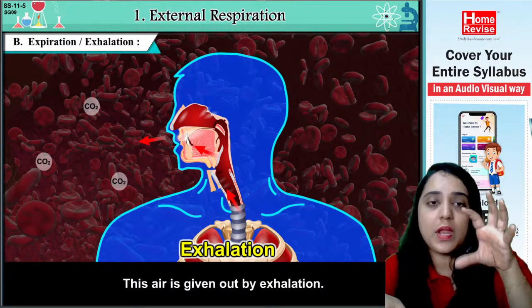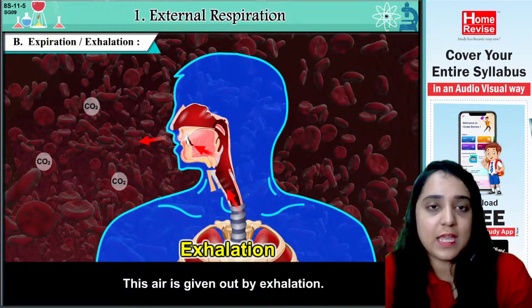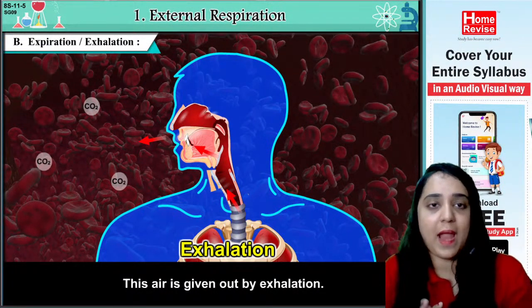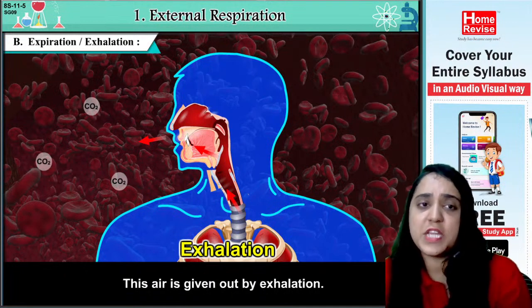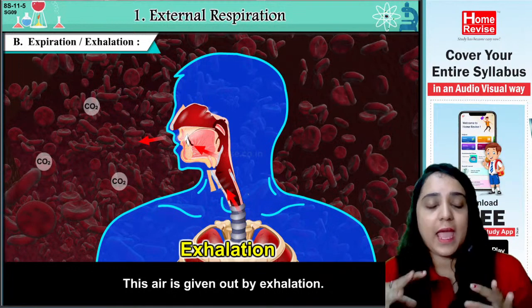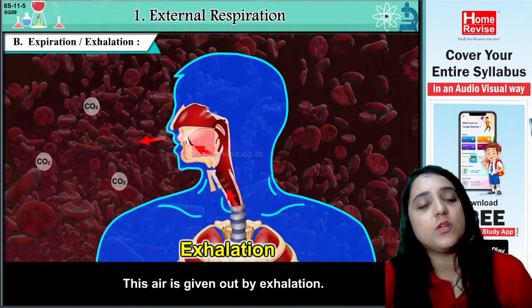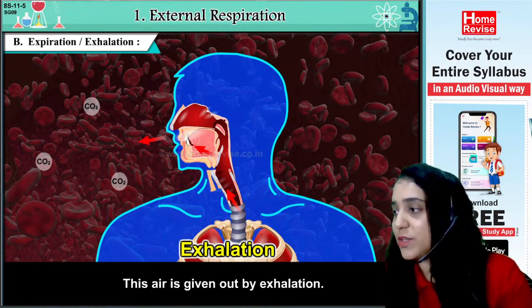In inhalation, we take in oxygen through the nose and it is sent towards the lungs through the windpipe. In external respiration, the second part is exhalation, in which the air, basically the carbon dioxide, is given out through the nose. It is called exhalation.